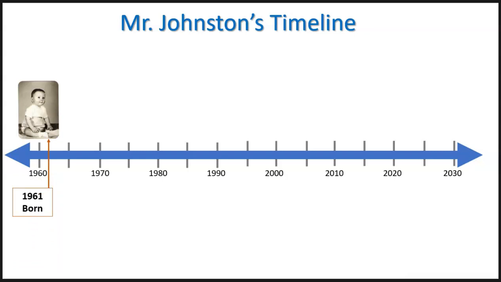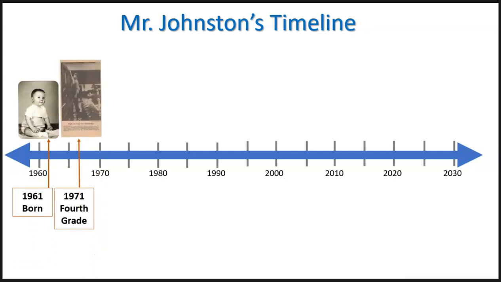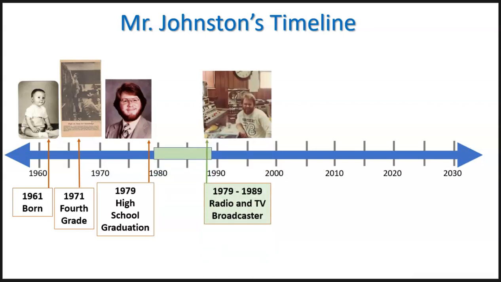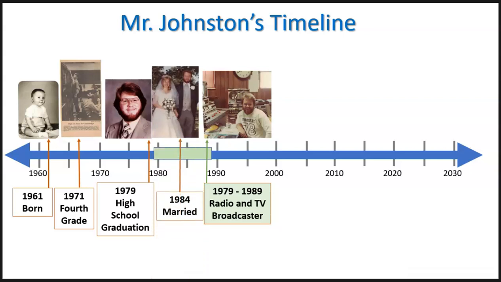So first, I was born in 1961. In 1971, I was in 4th grade and got my picture in the paper. In 1979, I graduated from high school. Can you believe I had that much hair? All right. And then from 1979 to 1989, for about 10 years, I worked as a radio and television broadcaster. And during that time, I went to college and I even got married in 1984.